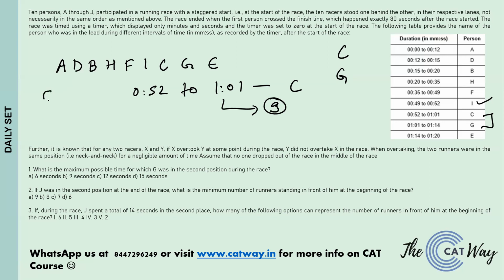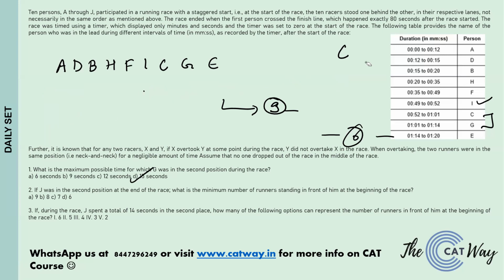Now, when G was in the first position, let's say E was second, from 1:01 to 1:14. After that, E overtook G to get the first position. When E overtook G to get the first position, we can take that at that point of time also, G was there in the second position. She shifted to second position. So for all these 6 seconds, we can say that G was again in the second position. So this 9 seconds plus this 6 seconds, in both of these G could have been in the second position. That means the total maximum amount of time that G could have spent in the second position is 15 seconds. Option D.